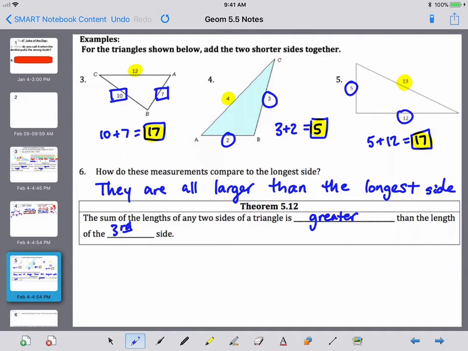So if we would, for example, look at a triangle that had side lengths of 2 and 1, this side length would have to be bigger than 3, so it could be 4, but it could not be something like 2, because then you wouldn't be able to connect and make a triangle.